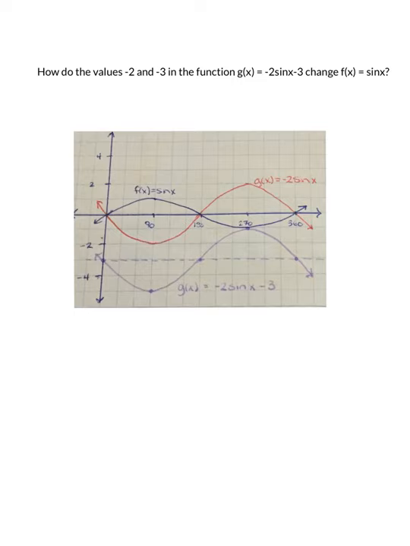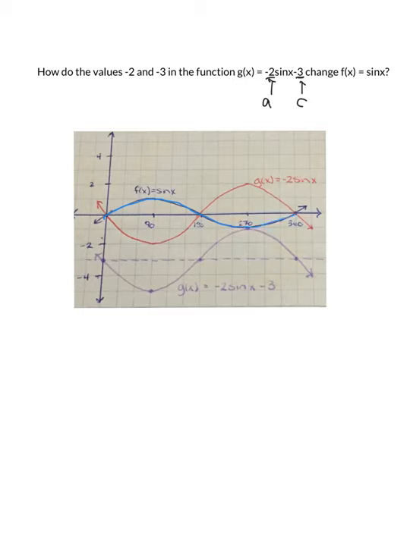All right, and in our last example, how do the values -2 and -3 in the function g of x equals -2 sine x minus 3 change our original function sine of x? So the first thing that we notice is that we do have this A value here. The next thing that we're going to be talking about is the fact that the -3 is our c value, which we know is a shift up or down. So I drew my original graph in blue, so start at 0, head to 1, back to 0, down to -1, back to 0.